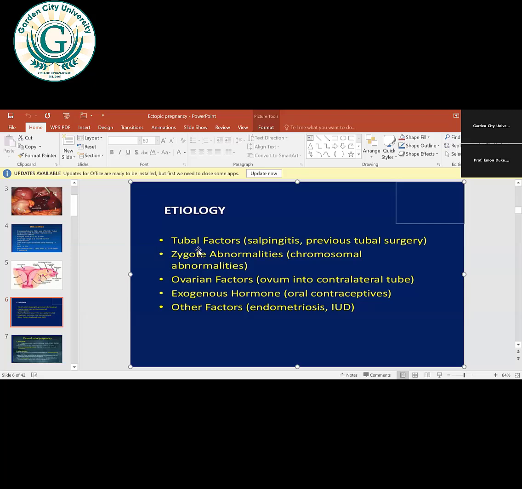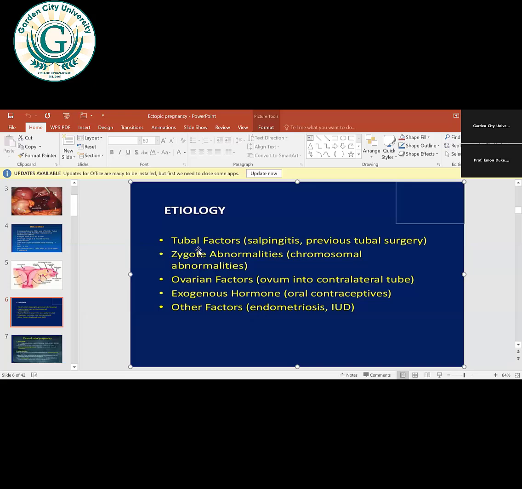You have the oral contraceptives and then endometritis. So when we talk about the tubal factors, salpingitis and previous tubal surgeries are problems. Under zygote abnormalities, chromosomal abnormalities, I believe nature has a way of helping the woman. Where there is chromosomal abnormality, instead of this woman suffering in pregnancy and suffering again to take care of such a child, nature just flushes it out.